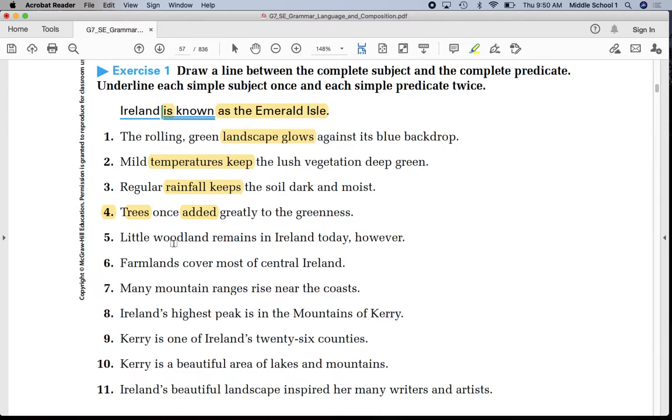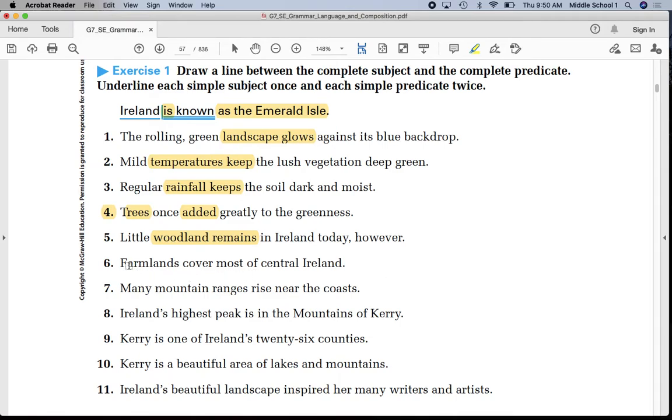Number 5, Little woodland remains in Ireland today. However, woodland, what does woodland do? Remains. Line between woodland and remains. You see that follows the pattern like sentences 1, 2, and 3.